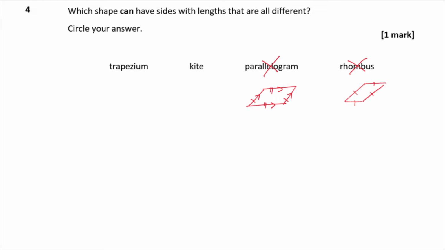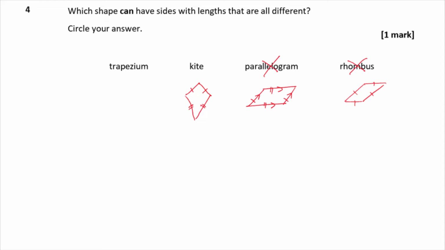Now with a kite, you've got 2 pairs of adjacent equal sides. Okay, so those top ones are the same and those 2 bottom ones are the same. So again, you've got 2 pairs of the same length, so they can't all be different.